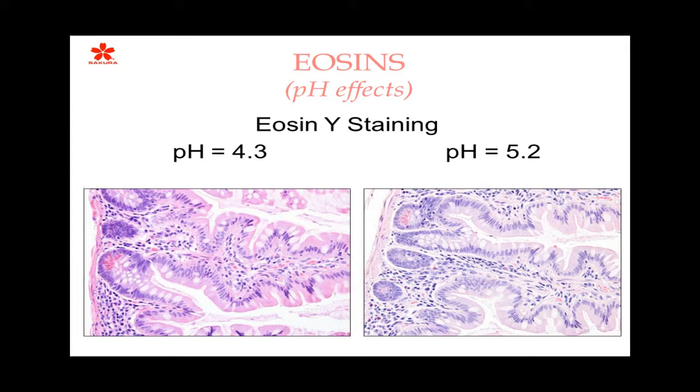The next slide is a section of colon. You can see on the left, this is a little bit better presentation. The optimal staining, 4.3. You can see very good color balance between the nuclear staining and the eosinophilic staining. You can actually see a lot of the red blood cells staining in the crypt areas. But if you look at the pH 5.2, a lot of that eosinophilic staining is washed out. You can see a faint resemblance of red blood cells, but nothing like the pH 4.3.